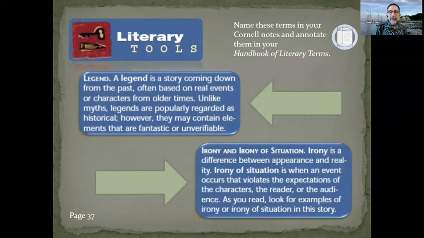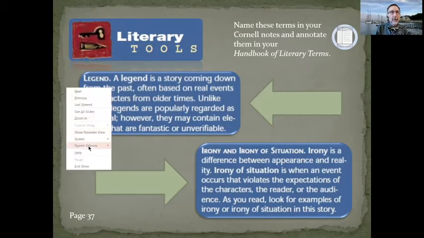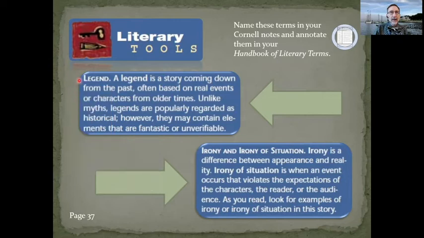Today we're going to have two literary terms that we're looking at. The first one is going to be legend, because that's our genre that we're looking at today. Legends are stories that come down from the past. They're often based in real events or people, but unlike myths, they're at least partly historical. In fact, there are American legends that were taught as factual history for a long time until historians got a little more careful about researching primary source documents and things like that.